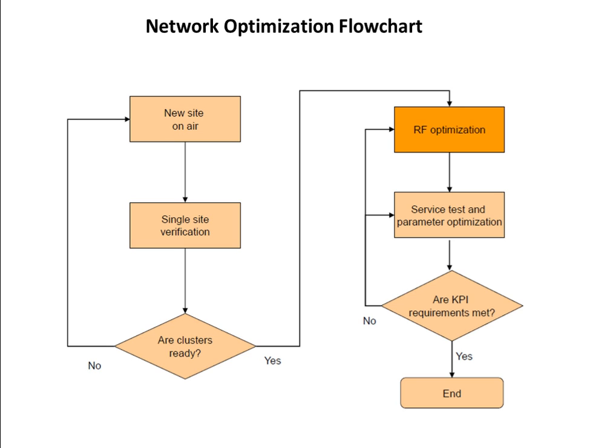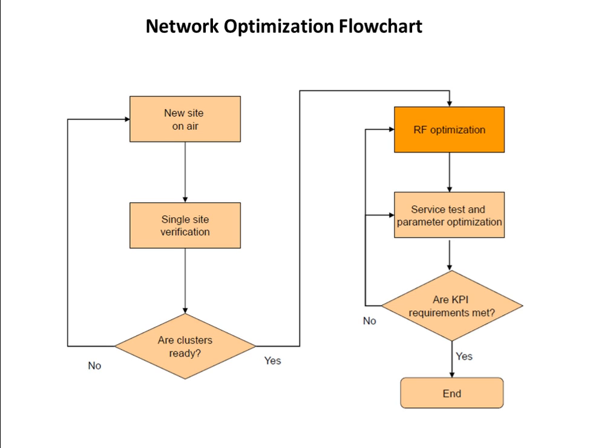Then we need to see whether this is a standalone site or a part of a big cluster. If this site is part of a big cluster, we need to check if all the sites, or at least more than 80% of the sites within the cluster, are ready. If the cluster is not ready, there is no purpose in going for cluster level optimization. In case all the sites of the cluster are ready, we can go for cluster level RF optimization, where we analyze and improve performance on a group of sites known as a cluster or subcluster.